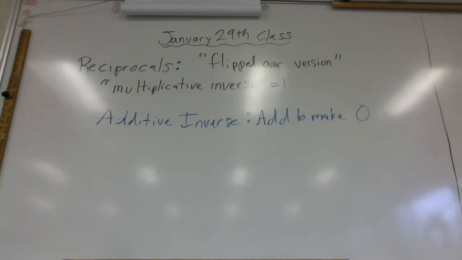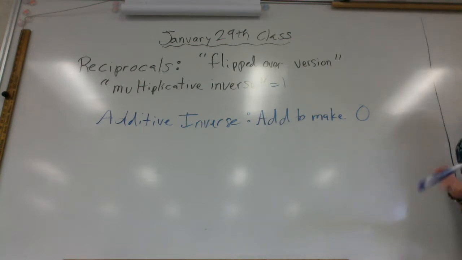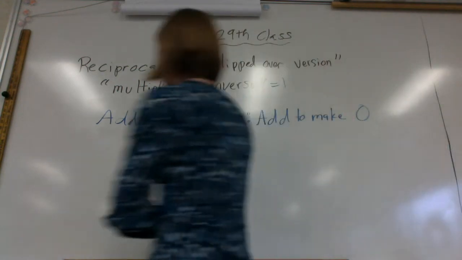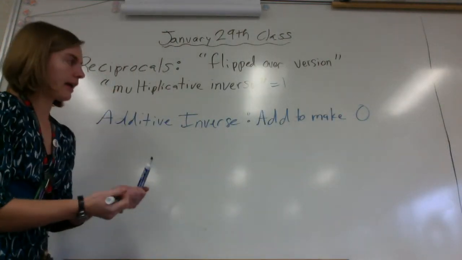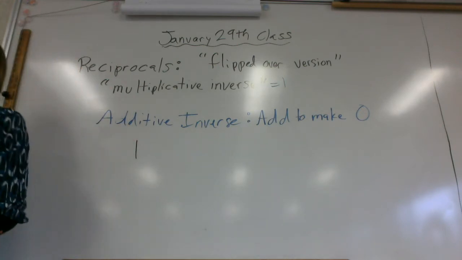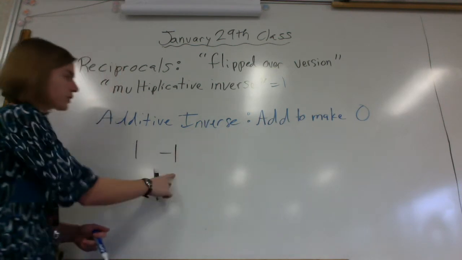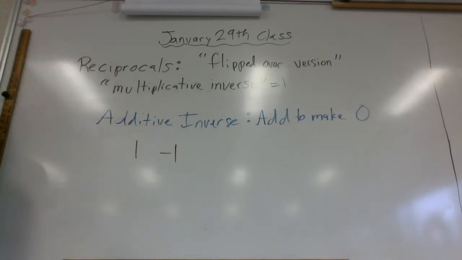So with the multiplicative inverse, we were essentially saying, what can you multiply it by to get to 1? The additive inverse is, what number can we add to it to get to 0? So let's say I had 1. What do I add to 1 to get to 0? Negative 1. I add negative 1. So these two are additive inverses, because you add them together to get to 0.